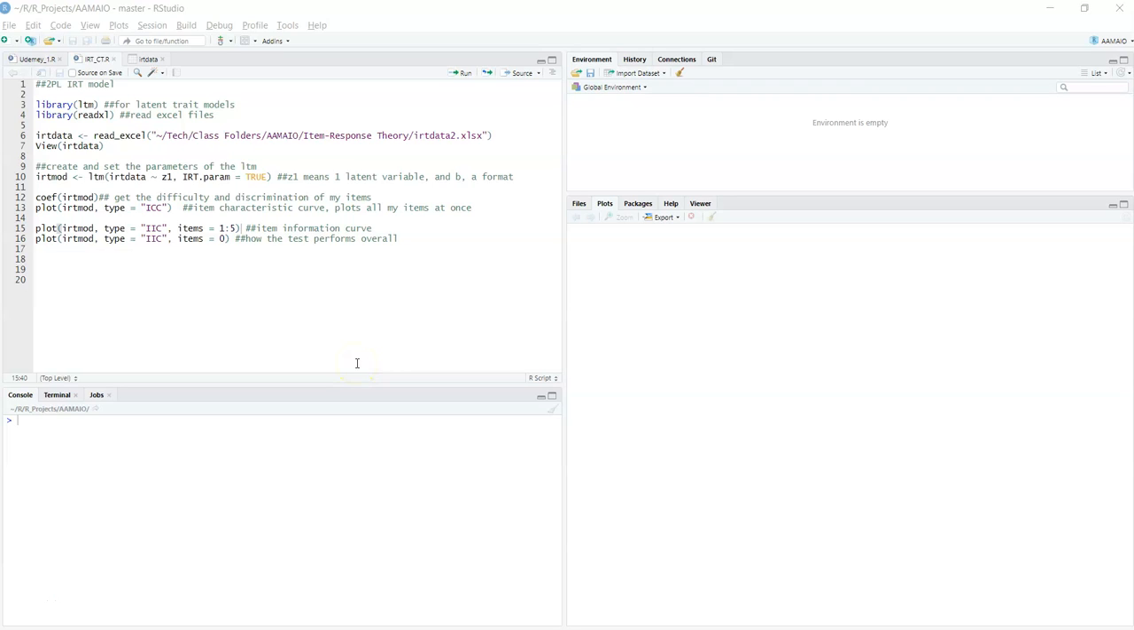So what I'm going to do today is a two-parameter logistic IRT. IRT is a type of item analysis, and this is going to help me measure the quality of the items that I have. IRT can analyze how appropriate an item is and how well they measure the latent ability or trait, the underlying ability.